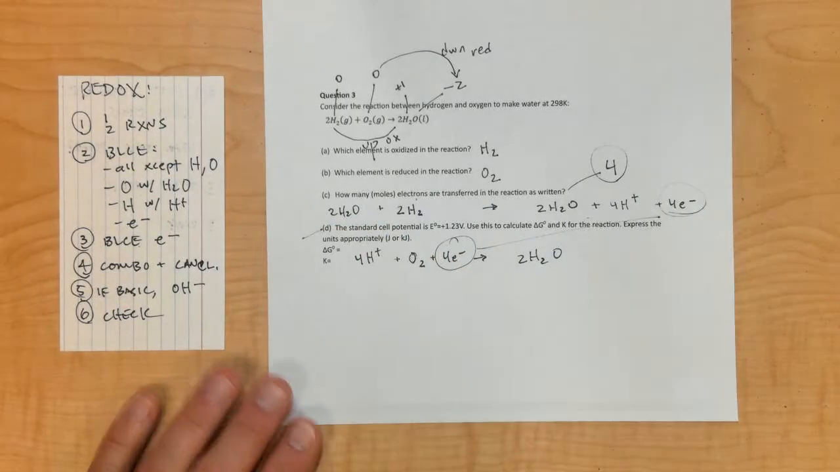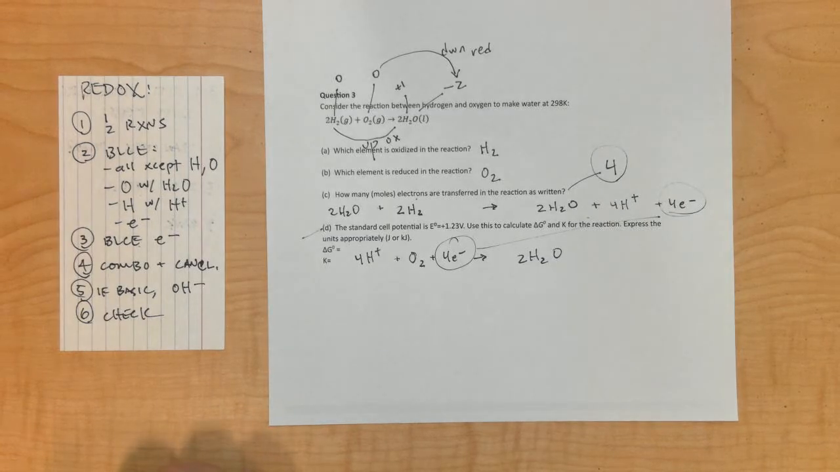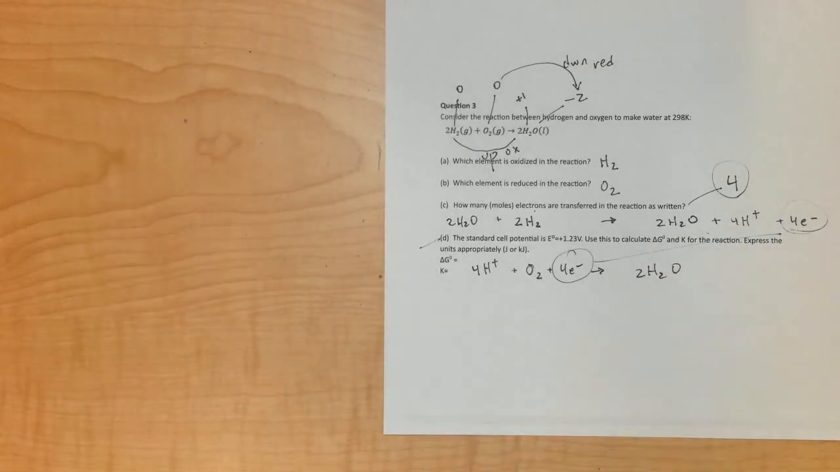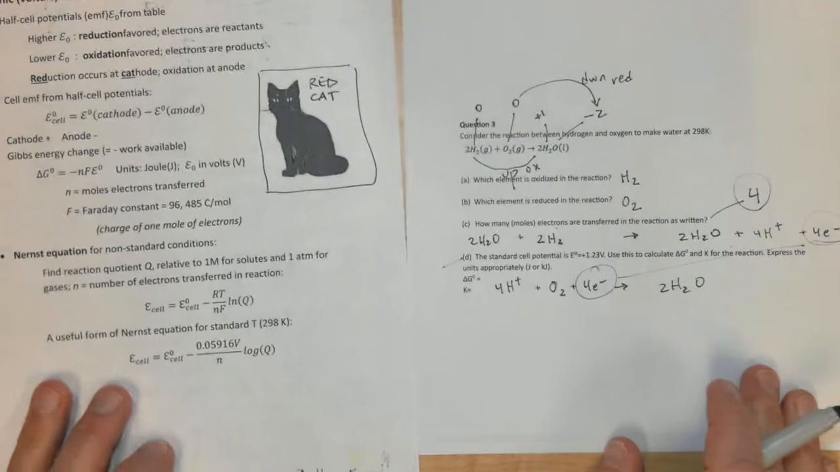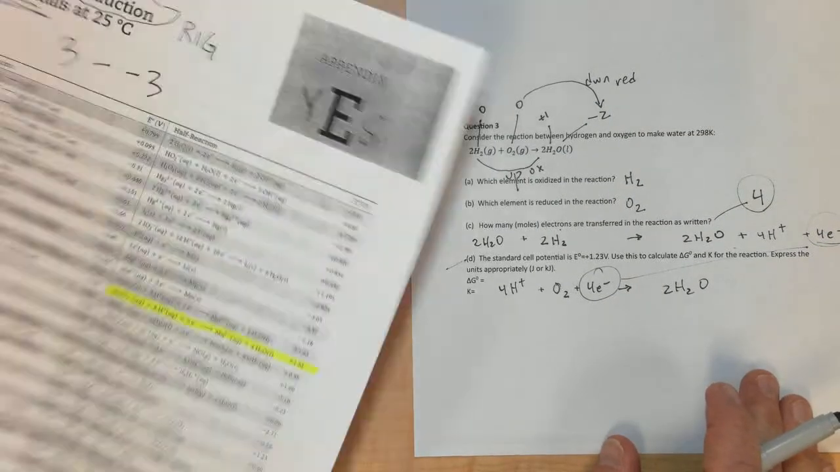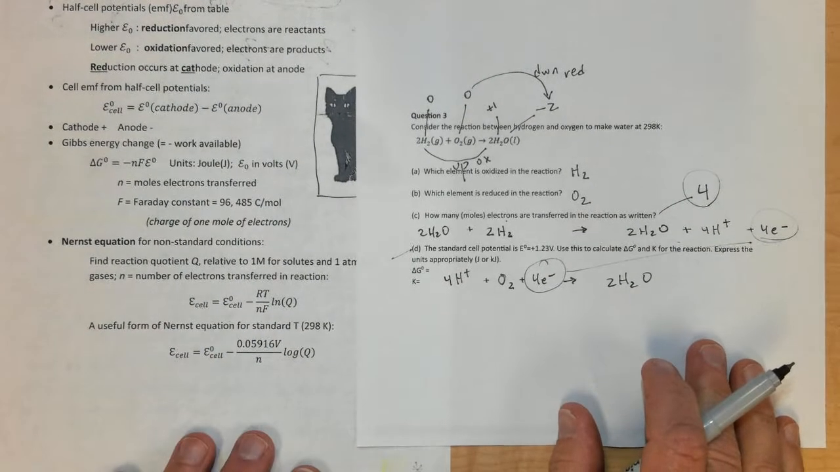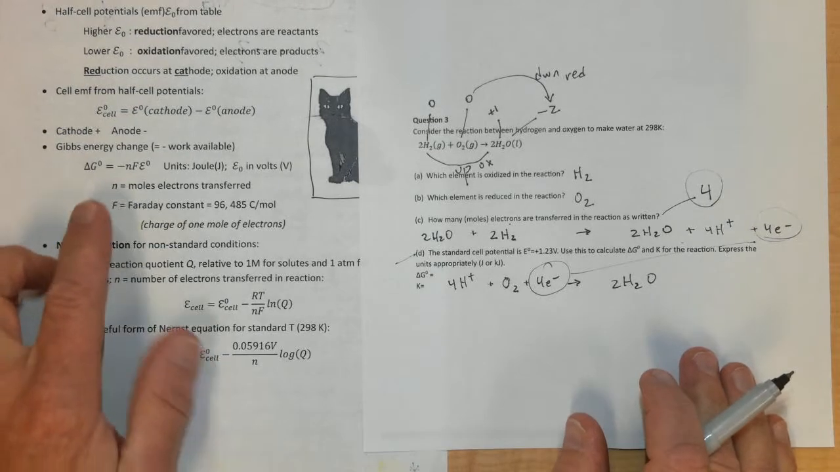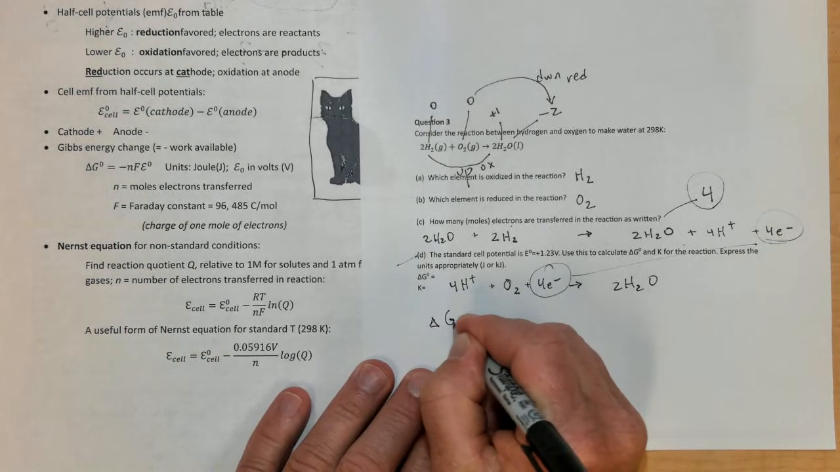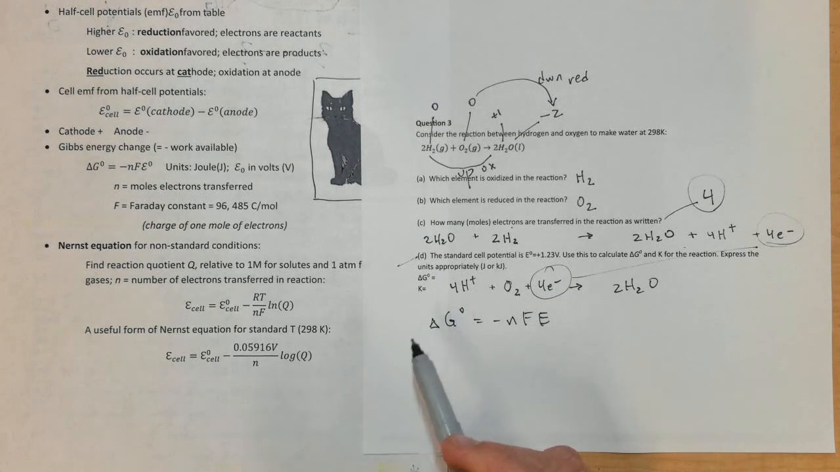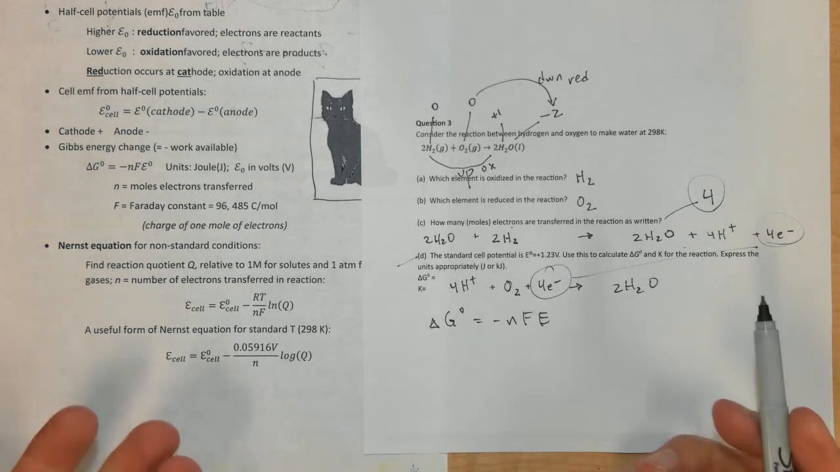All right, and in letter D it says the standard reduction potential is 1.23 volts. Use this to calculate delta G and K for the reaction and express the units in kilojoules or joules. Using your E sheet on the back side, it's got the equations for how to do these calculations. We can see that delta G is equal to negative nFE. And then K comes from delta G equals negative RT ln K, which we'll get to after we do this one first, because we've got to find delta G first.